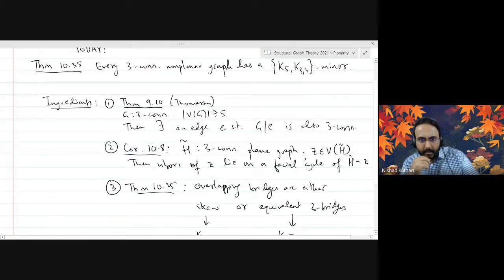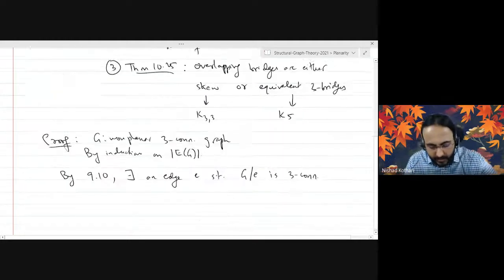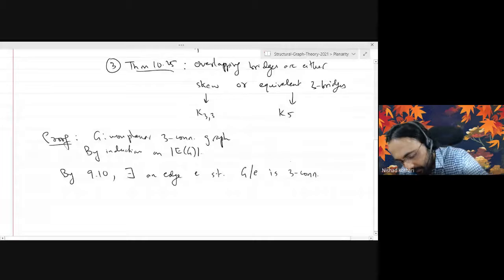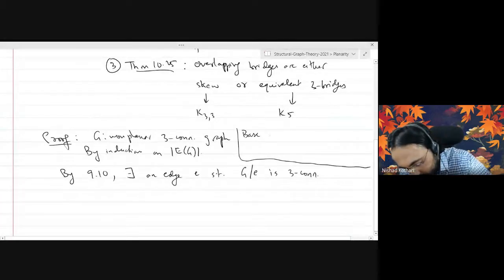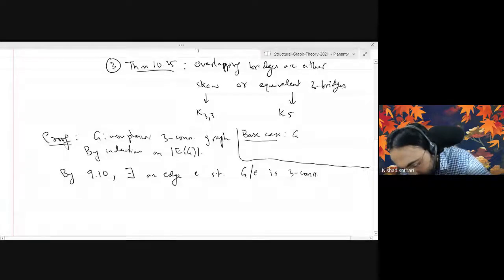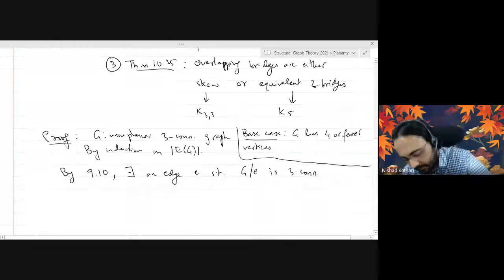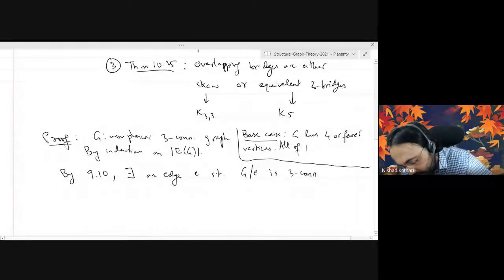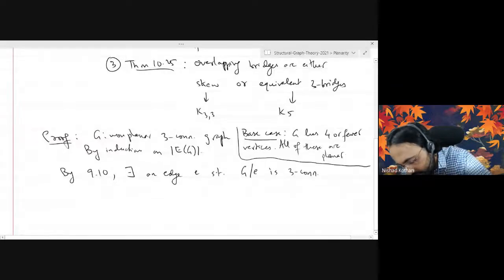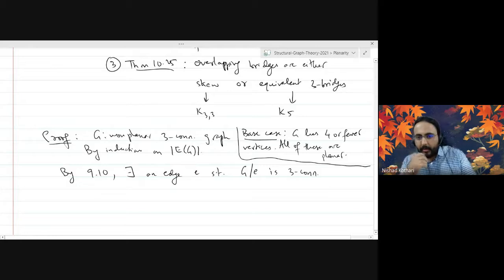But before that, we need the graph to have at least five vertices in order to use Thomason's result, right? So that is our base case. The base case is when the graph has fewer than five vertices, four or fewer vertices. We can't get a non-planar graph, right? Exactly. All of these are planar. So there is nothing to prove because all these graphs are planar. We only need to prove it for non-planar graphs. Okay. Good.